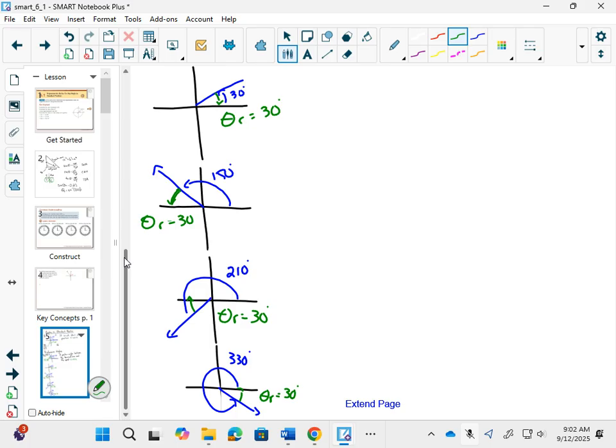What's the second number? This number here, it's 150. I'll make it a little neater. There we go. You're welcome.